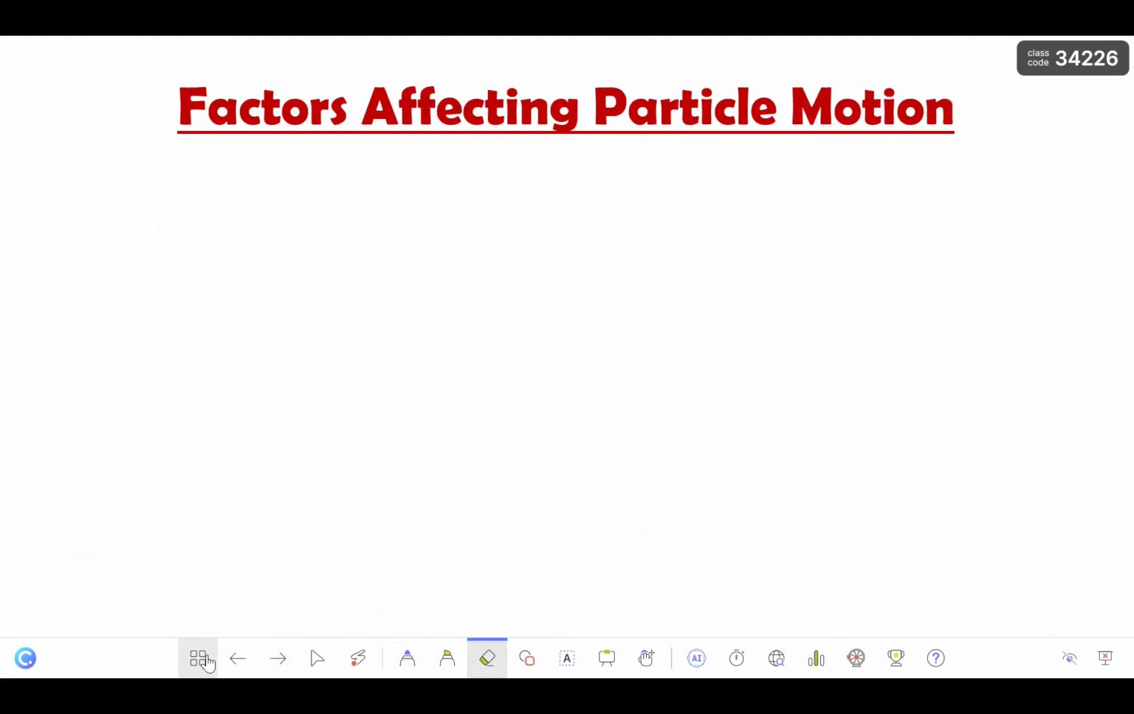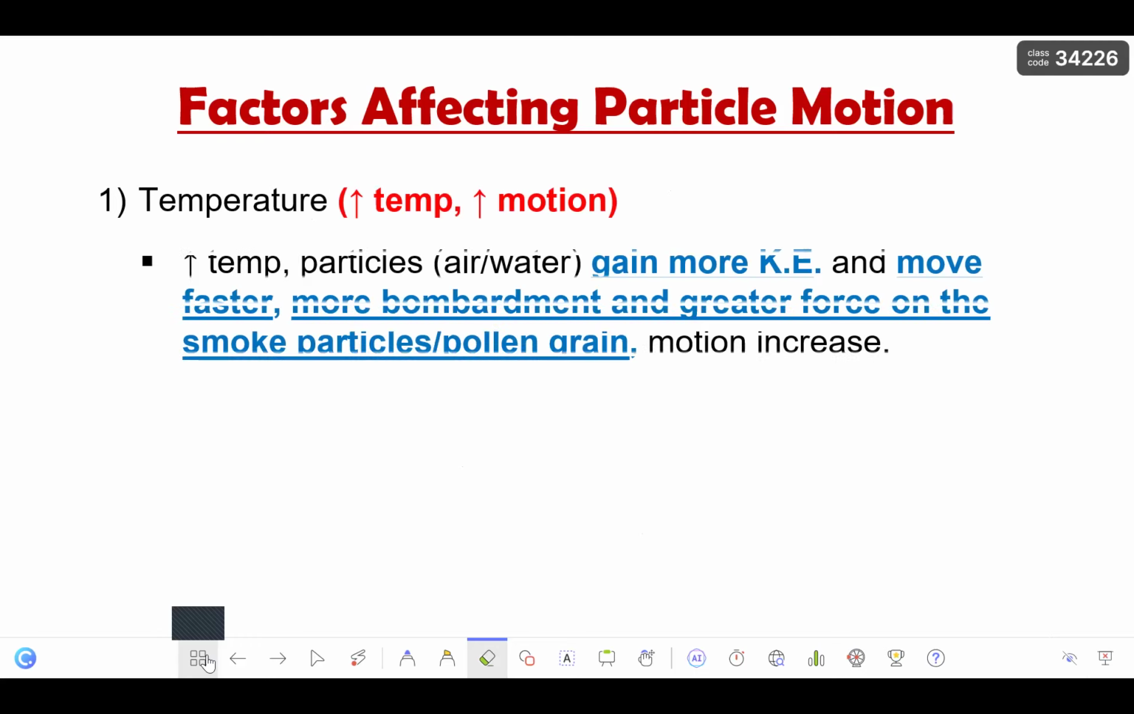Okay, so what are some of the factors that affect Brownian motion? We have a few factors. The temperature. It was observed that if you were to increase the temperature of either the water or the glass cell with air and smoke particles, the Brownian motion becomes more random and faster. What is happening is, again, remember, it's not the smoke particles or the pollen grains that are gaining kinetic energy, it is the surrounding air particles or the water particles that are gaining kinetic energy. So as temperature increases, the particles will start to gain kinetic energy.